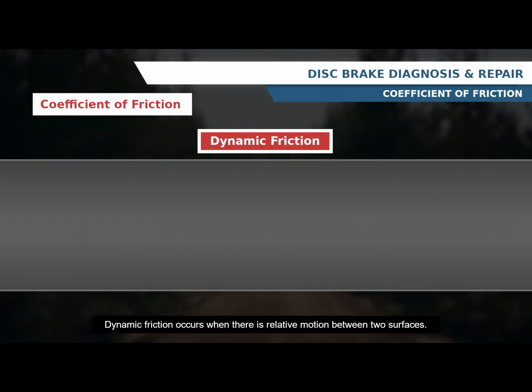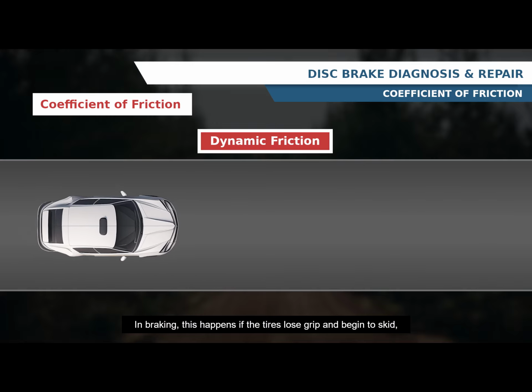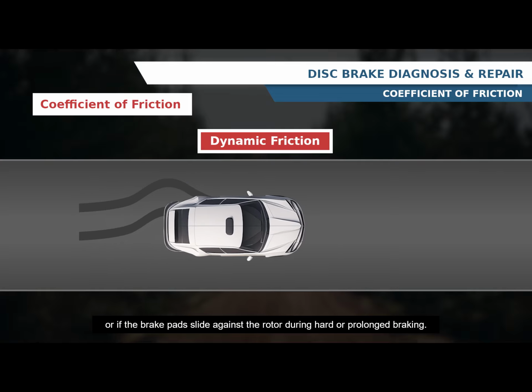Dynamic friction occurs when there is relative motion between two surfaces. In braking, this happens if the tires lose grip and begin to skid, or if the brake pads slide against the rotor during hard or prolonged braking.